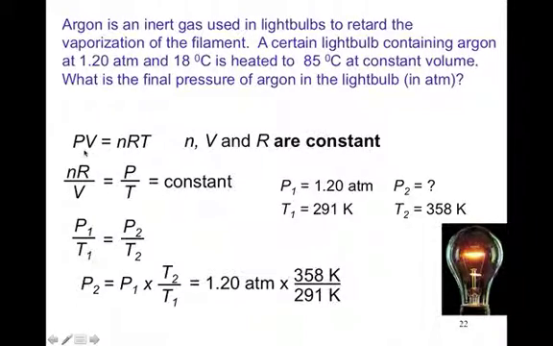Starting with PV equals nRT and getting to that was a little weird for me. I'd probably just use PV over T equals PV over T, because I remember that as the combined gas law. So 1.48 atmospheres, that's how you do something like that.